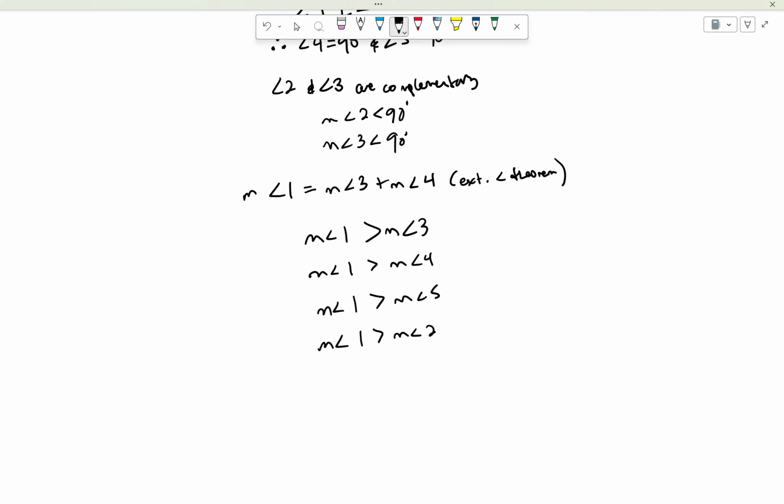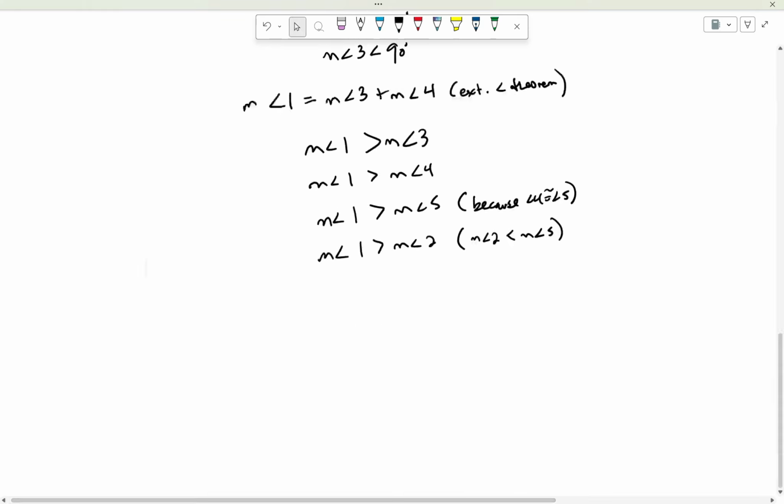Again, this is because angle 4 is congruent to angle 5, and this was back because of the exterior angle sum. And for angle 2, there's a lot of things we could say. Well, 2 is less than 90, which means angle 2 is going to be less than the measure of angle 5. So of course it's going to be less than angle 1. All right, next.